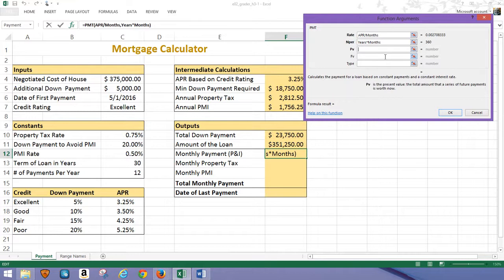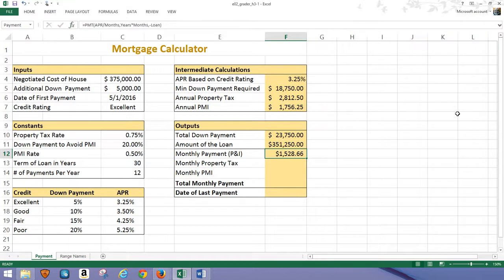Next is the present value. This is the one weird thing to me: if you want the payments to be positive numbers, you must make this negative. So it's negative, and the present value is the amount you're borrowing. Future value is 0, so we leave that blank. And it doesn't say anything about the payment being made at the end of the month or beginning of the month, so we're just going to assume that that's okay. So we click OK. There's our monthly payment.